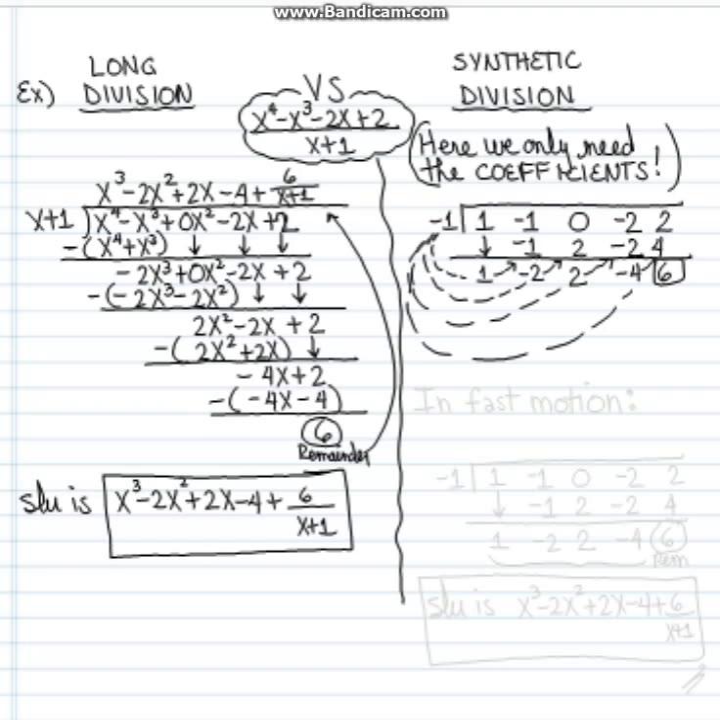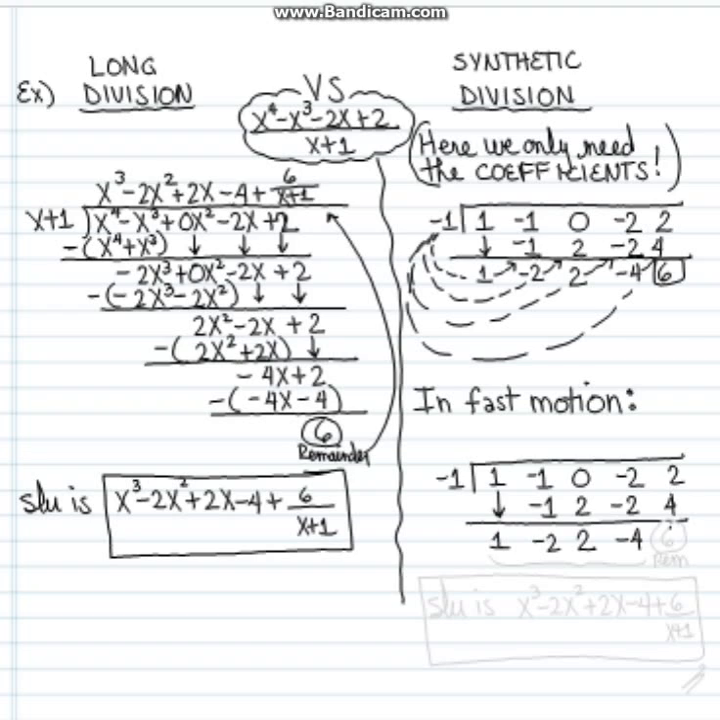Now, I took a long time to describe that, and I have all those arrows. That is not necessary. Let me show you in fast motion what this thing looks like. It's super fast when you get used to it. Okay, fast motion. Put the symbol, put the coefficients. Well, first the c value, negative 1, then all the coefficients using zeros for missing powers. Bring down the 1, the first number. Distribute multiplication. Negative 1 times 1 is negative 1. Add, you get negative 2. Multiply. You get 2. Add, you get 2. Multiply. You get negative 2. Add, you get negative 4. Multiply. Okay, it's faster than I can even talk.